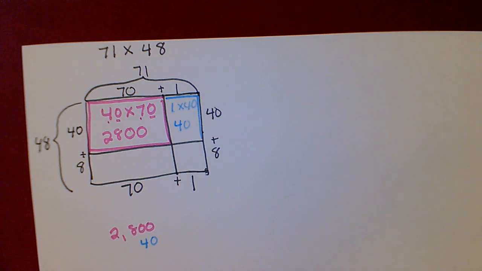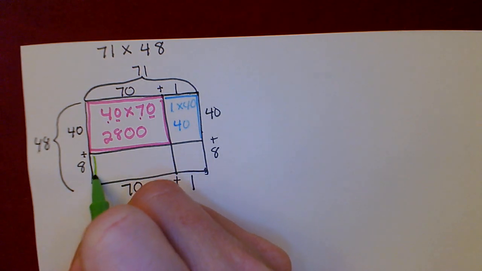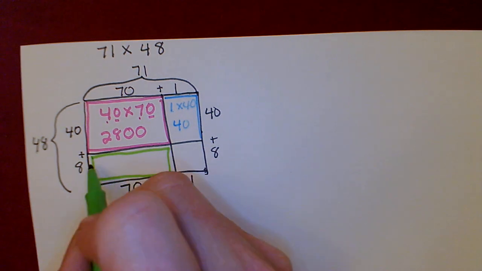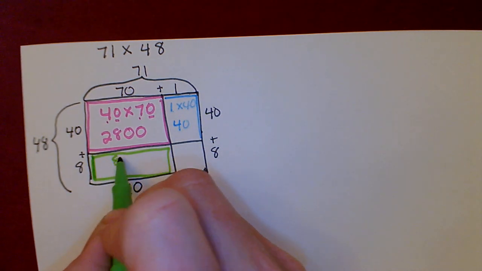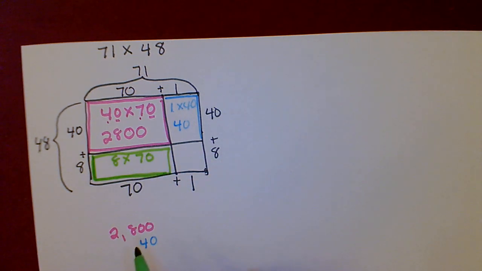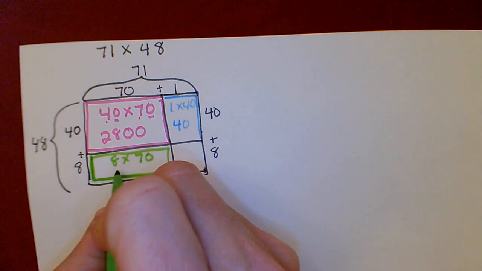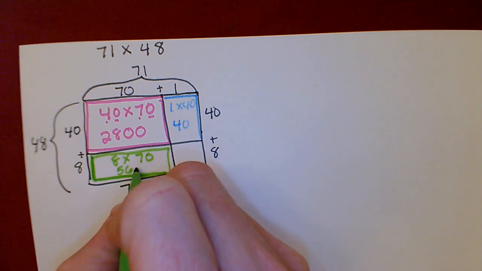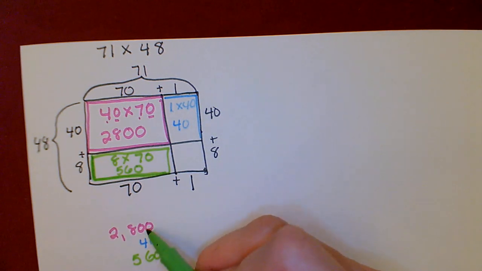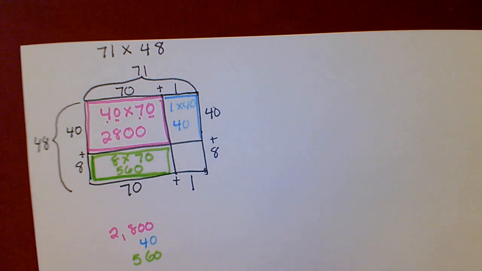All right, so next, let's work right here with this box. This one is 8 times 70. Again, I'm going to use my zero trick. 8 times 7 is 56, and I'm going to add on that 0. Then I'm going to add it to my list down here. So we have 560. Notice how I'm lining up my ones, my tens, my hundreds really carefully.